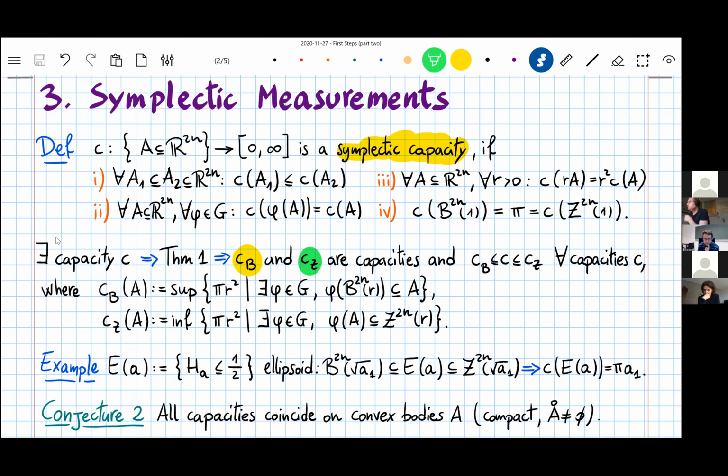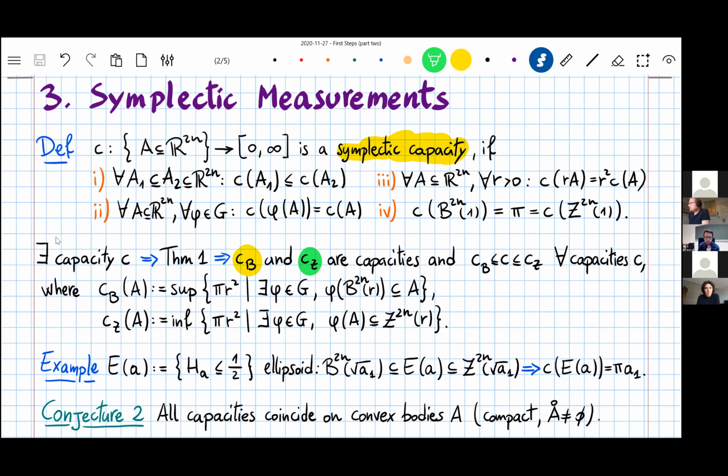Sorry, I'm just interrupting. There's a question in the chat from Buster Porter. Is any set assigned a number, or do you need some kind of measurable sets for the capacity? Like you write it as every set has a symplectic capacity.